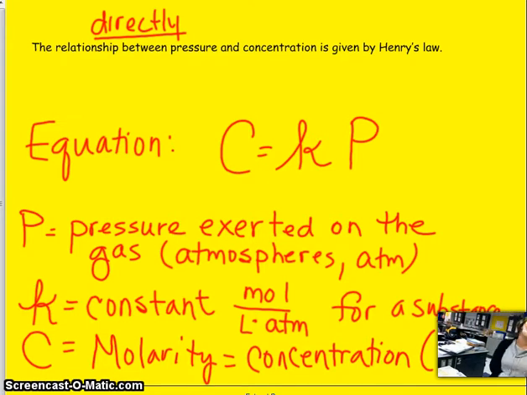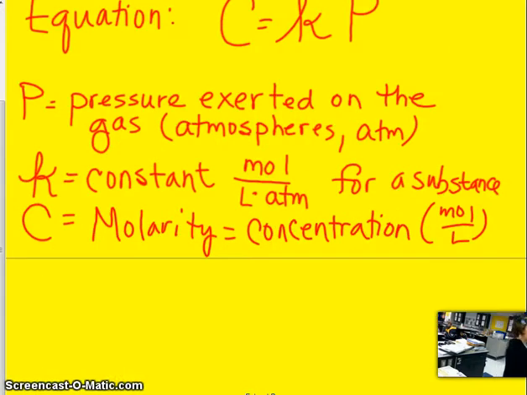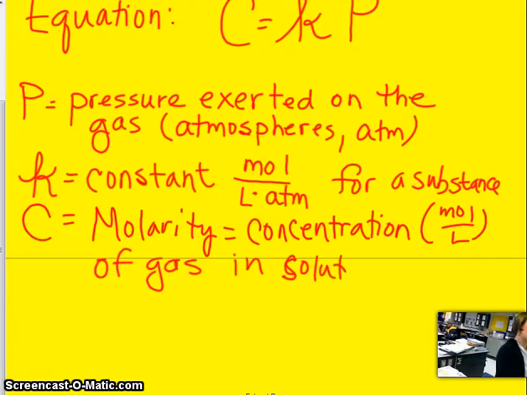So hopefully you can see that if the pressure is higher, then the concentration of gas in solution is greater. So that's what this concentration is. It's the concentration of gas in solution. If you take a look at the next page, there's a typical question there that you might run into.